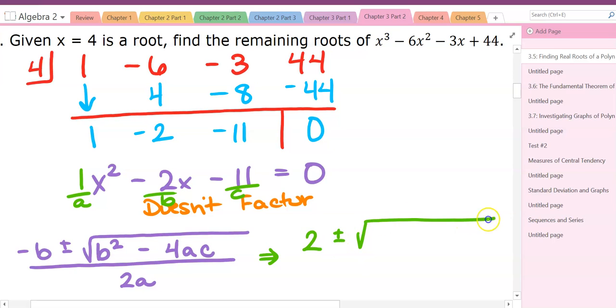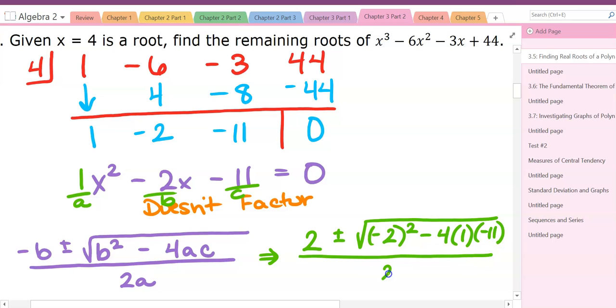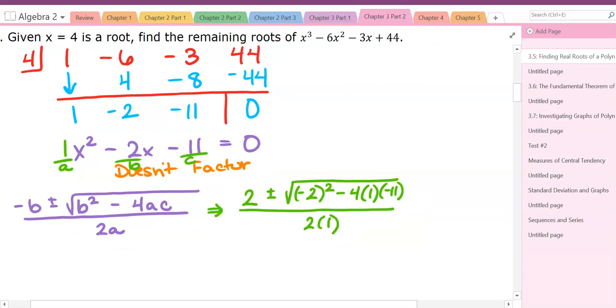Plus or minus. B squared, so negative 2 squared. Minus 4 times A, which is 1, times C, negative 11. All over 2 times 1. Let's simplify here a little bit. So I'm going to have 2 plus or minus.